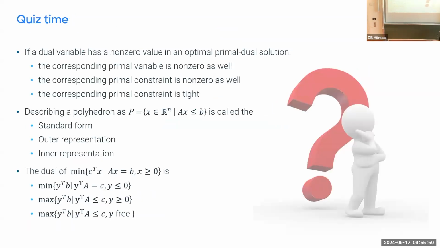Okay. Now to repeat some of the things, here are 3 questions. So maybe think about them quickly. If a dual variable has a non-zero value, then which of these 3 statements is correct?